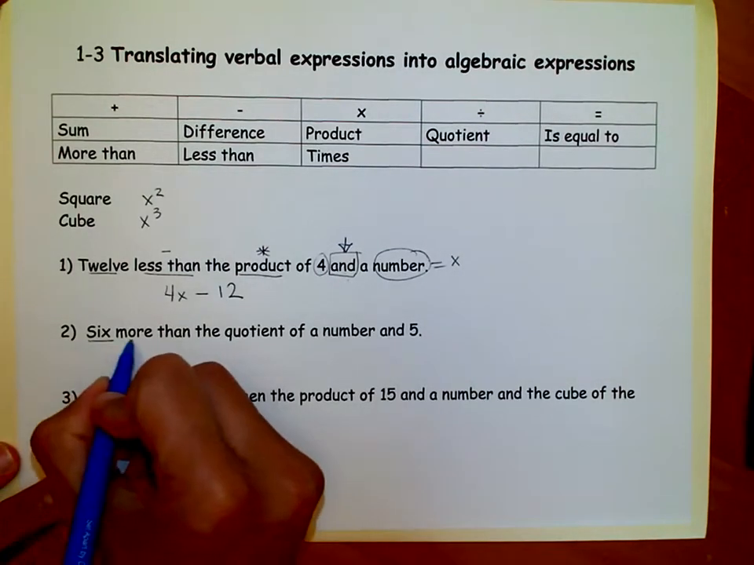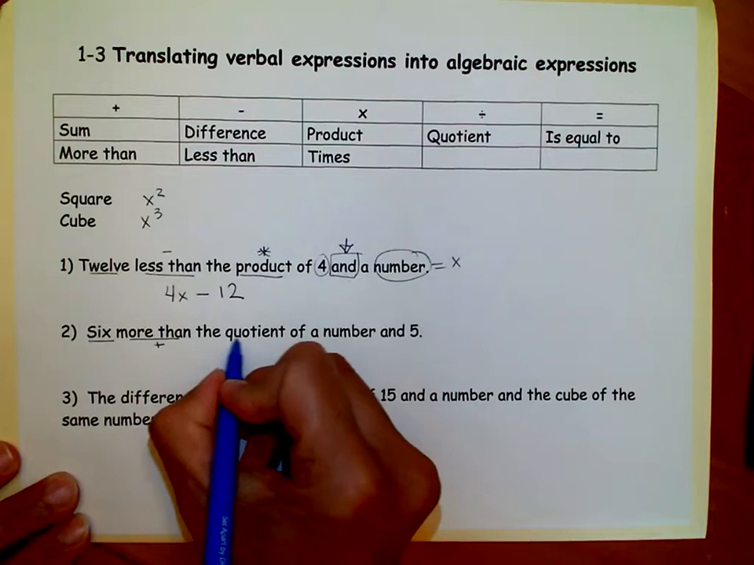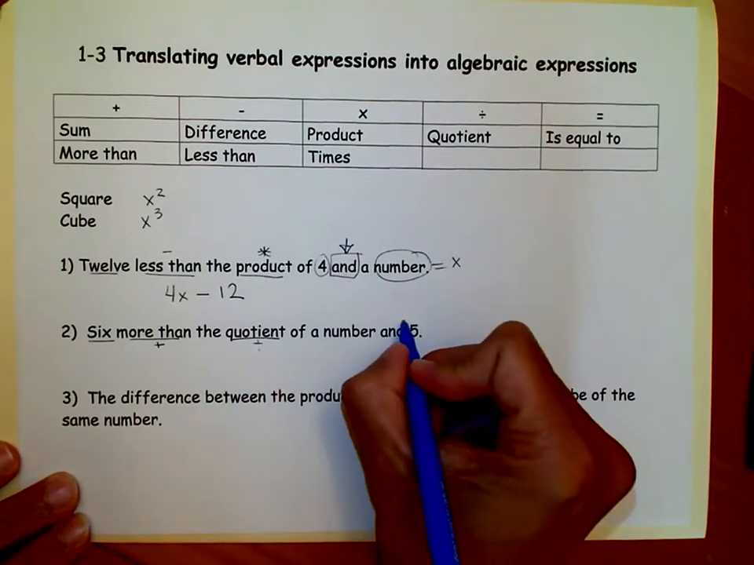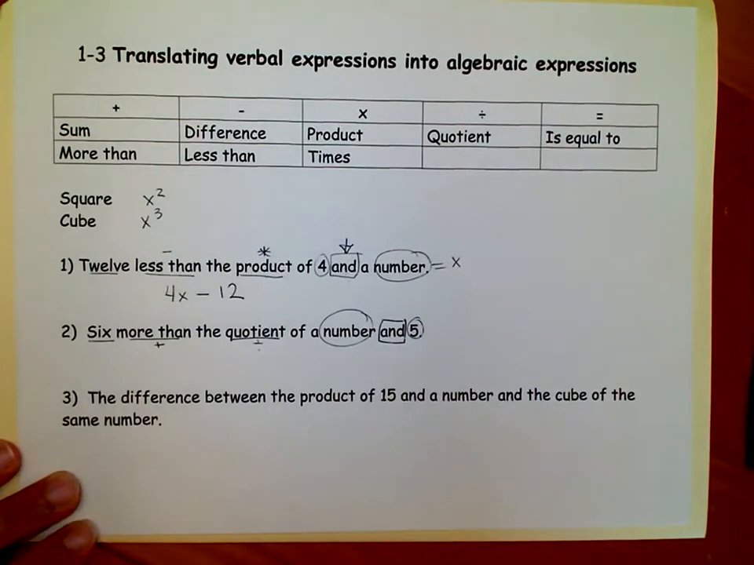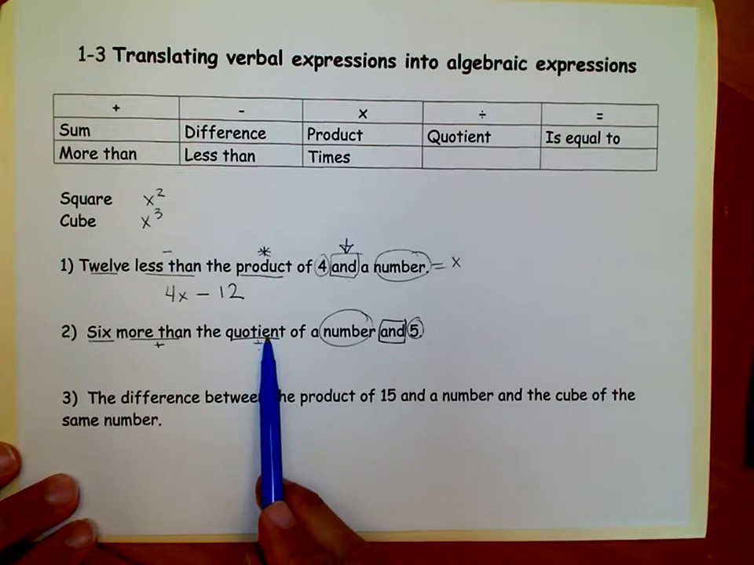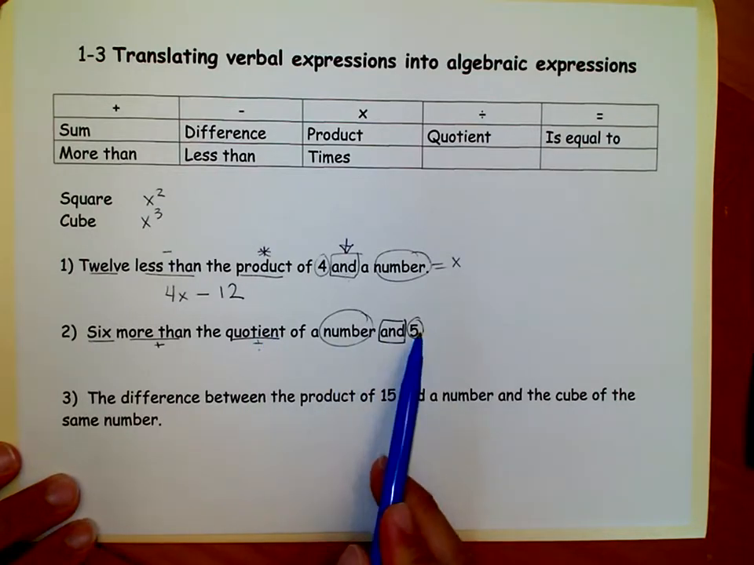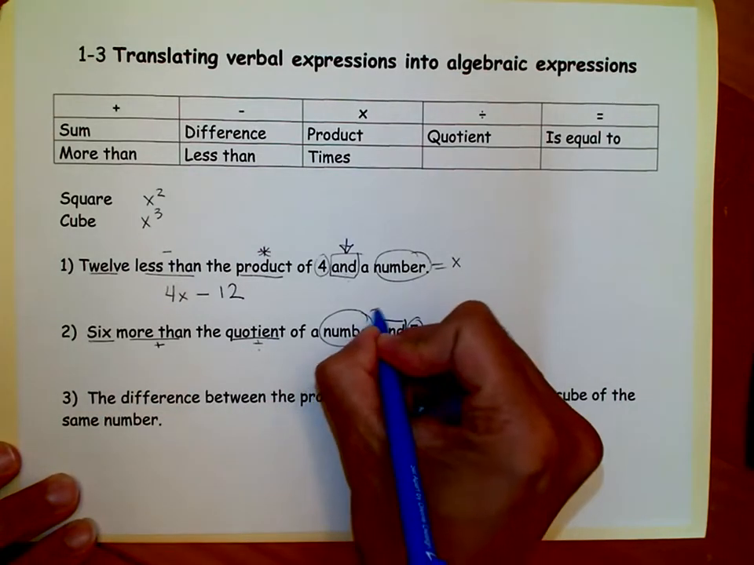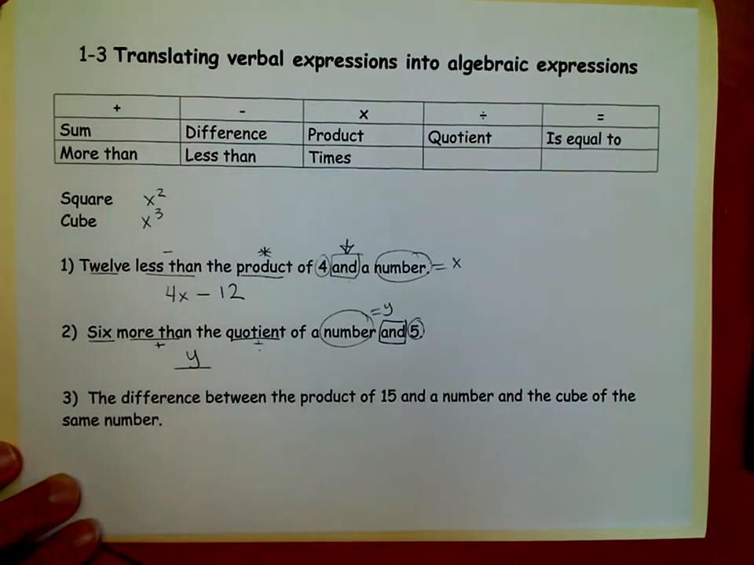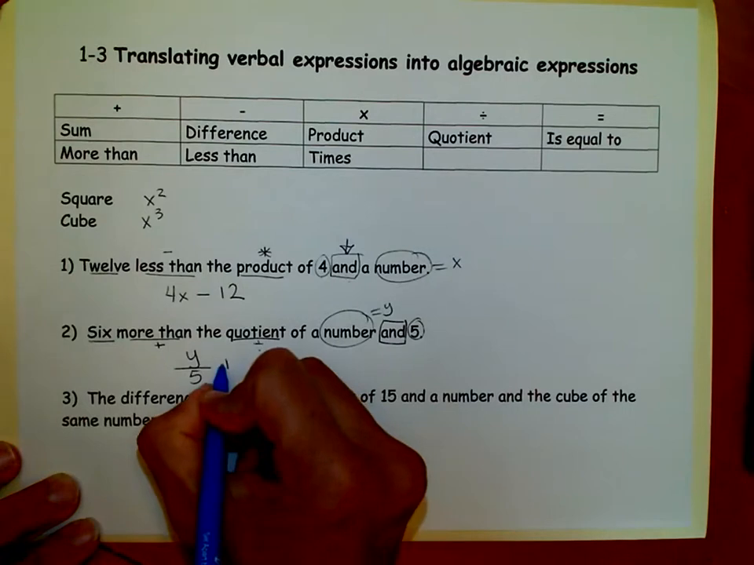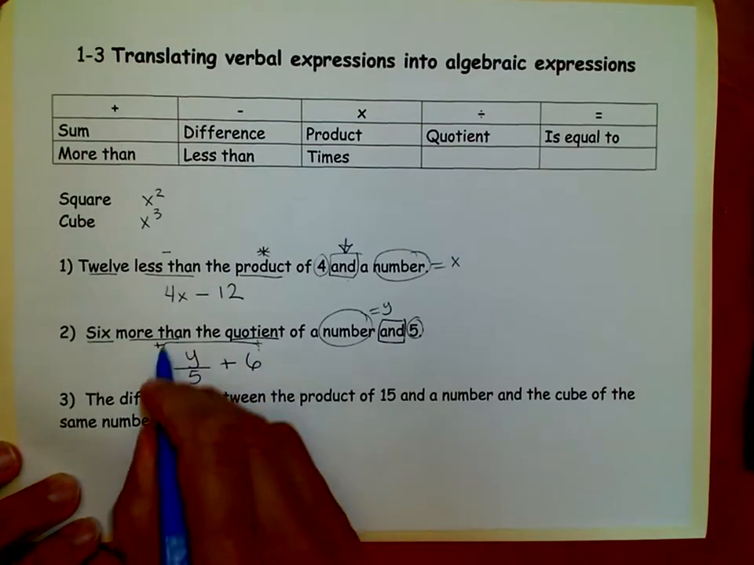Okay, 6 more than means plus. The quotient means divide, of a number and 5, so here are the two things I'm dividing. And the order is important. If it says the quotient of a number and 5, the number goes in the numerator and 5 goes in the denominator. So let's write that first. The number, let's call it y this time. It doesn't matter what the number is usually, they let you decide. So the quotient of y and 5. And then it's 6 more than that, so plus 6. So this is my correct answer.